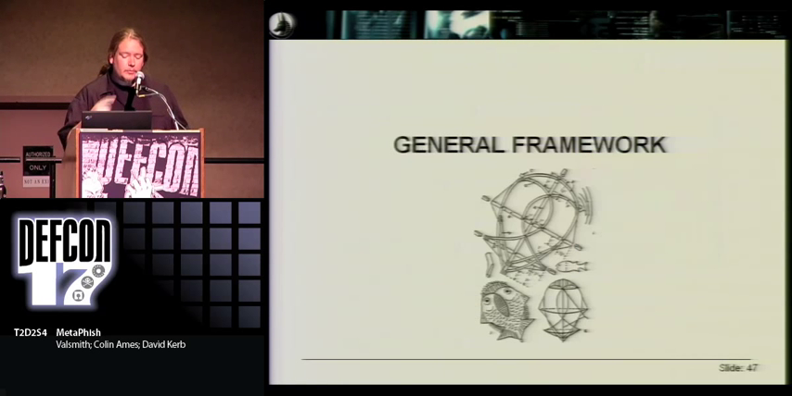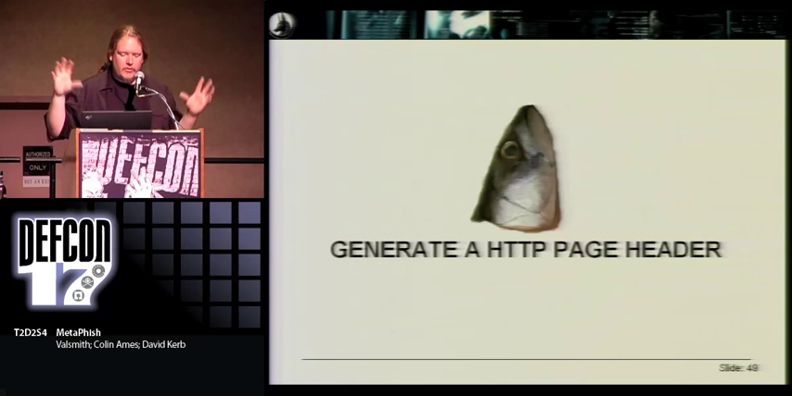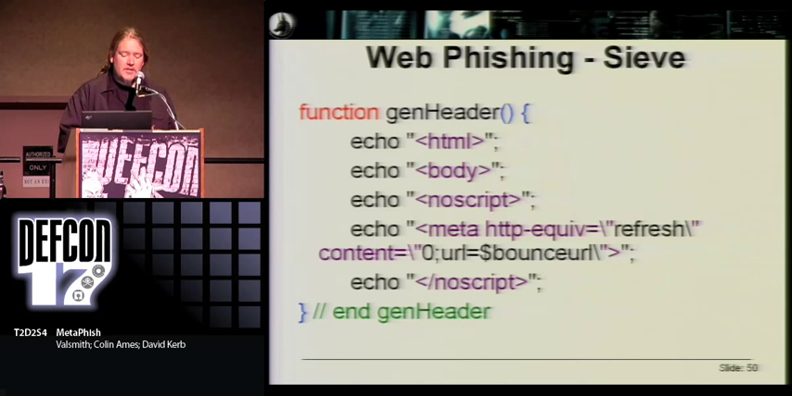So in general, what we do is we built some little modules to do client-side enumeration, and you can extend these to do all kinds of crazy stuff. And I'm not going to read all the code, but I'll show you a little overview of each thing. So the first thing we want to do is generate the header for our page, whatever it's going to be. In this case, we're going to check and see if they have JavaScript enabled, and if not, we want to bounce them out to some safe URL, maybe their company site or whatever we're trying to iframe in.